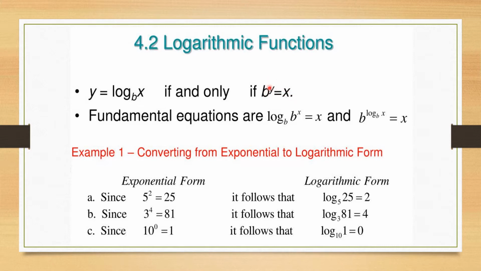Let us take some simple examples to understand the conversion from exponential form to logarithmic form. As you know, if 5 squared is equal to 25, then according to this definition, it will follow that log to the base 5 of 25 is equal to 2. Similarly, 3 raised to power 4 is equal to 81. It will follow that log to the base 3 of 81 is equal to 4.